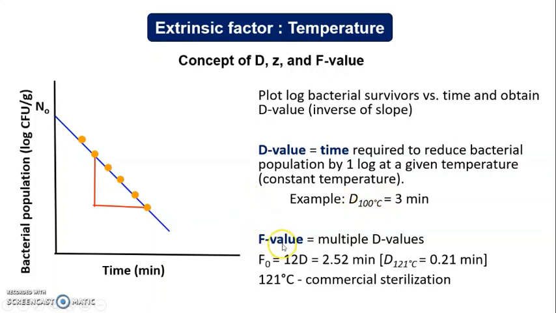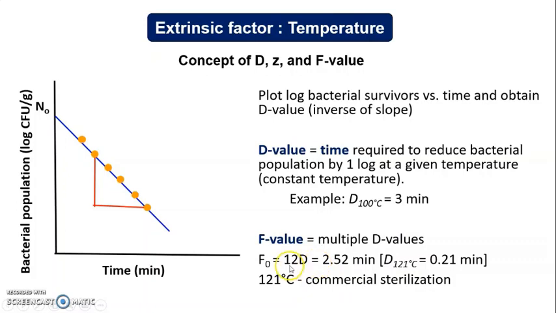Another concept is f-value. So f-value is also referring to time. The difference is that it is multiple d-values. So in food microbiology, especially food safety, we are concerned about f0, which is the standard value that is used for commercial sterilization. f0 equals 12d, meaning 12 times d. So in commercial sterilization, the f0 equals 2.52 minutes.